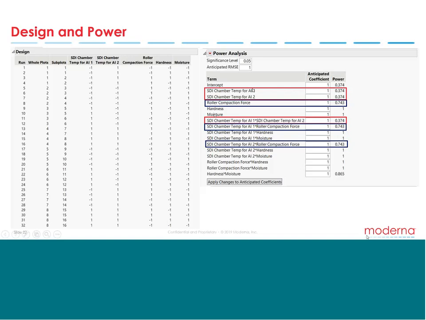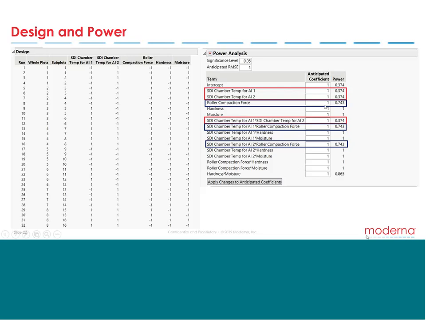So in this case, everything that's with a red box around it are things from the whole plot. So these are the chamber temperature for active 1, active 2, and the interaction. And you can see that the power for those is 0.374, which is the lowest power of anything listed here. And that's really because these are the whole plot terms. We know we have less power because we know we've replicated them the least number of times.